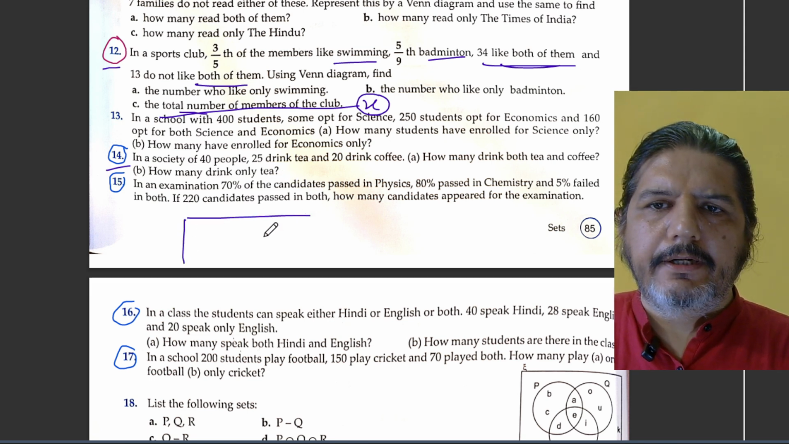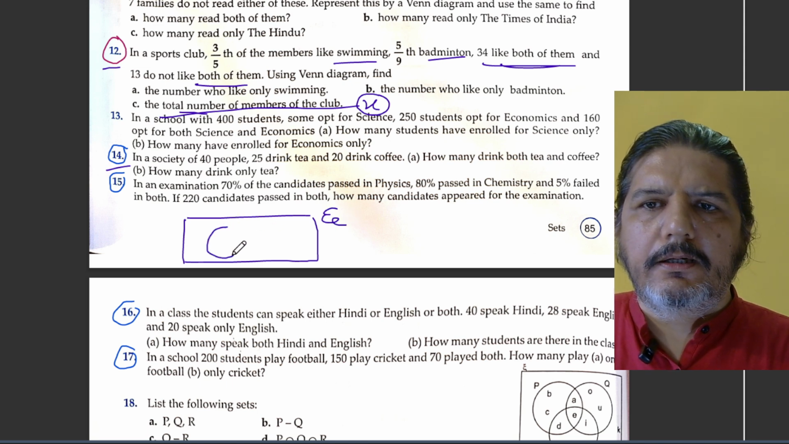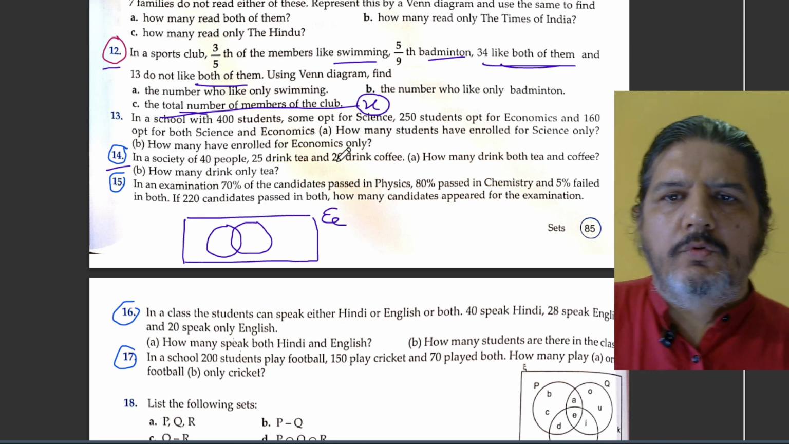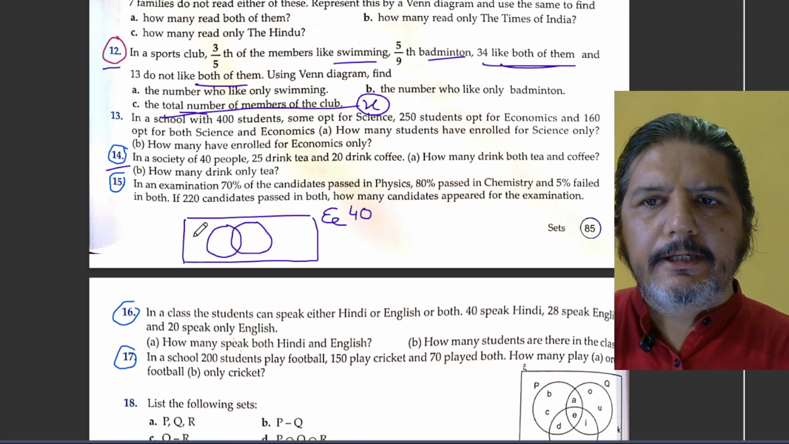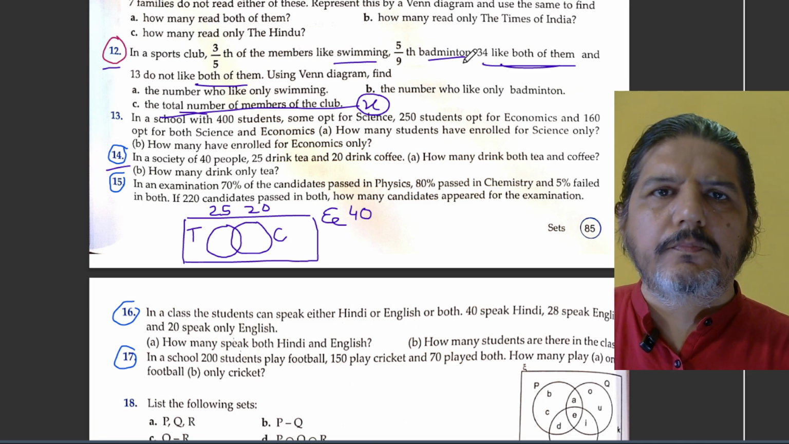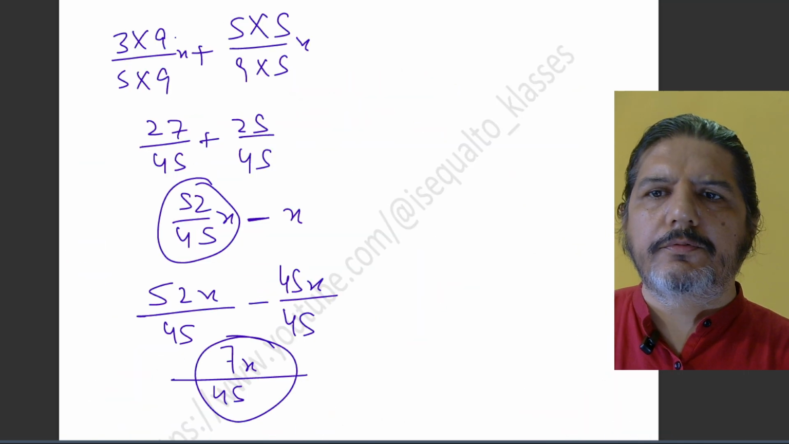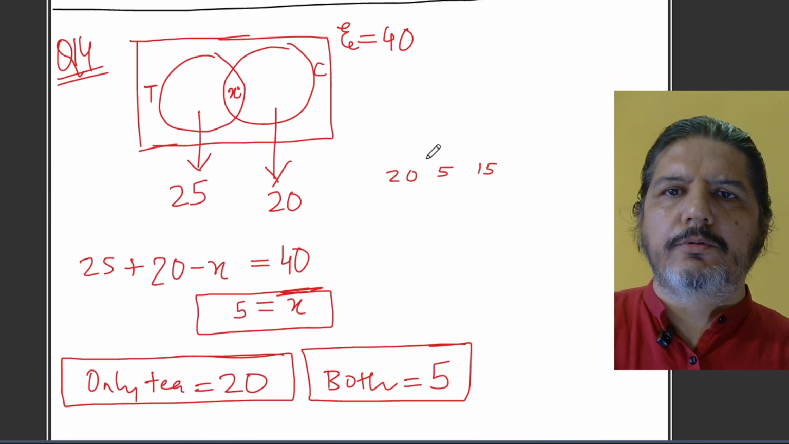So again, Venn diagrams. This is my universal set. These are my tea drinkers. These are my coffee drinkers. So in total, I have 40 people and 25 are tea drinkers and 20 drink coffee. How many drink both tea and coffee and how many drink only tea? So let me show it here.